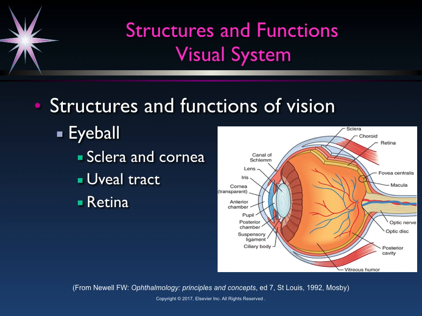The anterior cavity is also divided into the anterior and posterior chambers. The anterior chamber lies between the iris and the posterior surface of the cornea, and the posterior chamber lies between the anterior surface of the lens and the posterior surface of the iris.